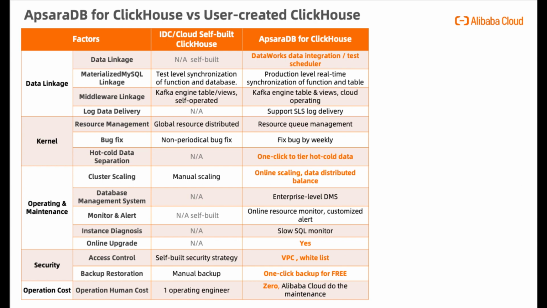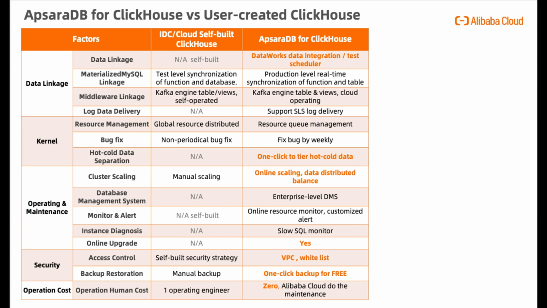And the next part is that our bug fixes are done bi-weekly. Considering a very important feature, which is hot and cold data separation: in self-built ClickHouse, you have to build the hot and cold data separation mechanism by yourself. But in ApsaraDB for ClickHouse, it is a built-in function. You just need one click to tier the hot and cold data. And you could also set rules. It can help you tier the hot and cold data automatically.